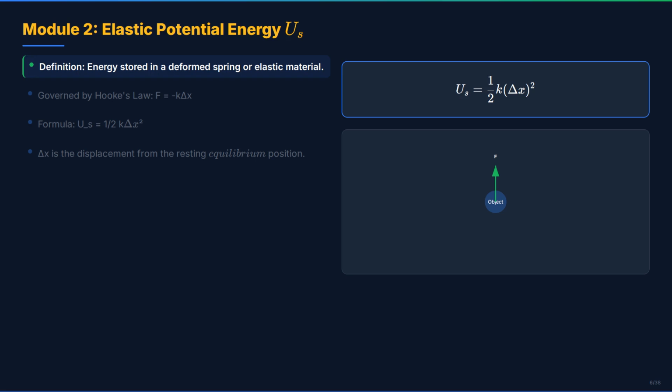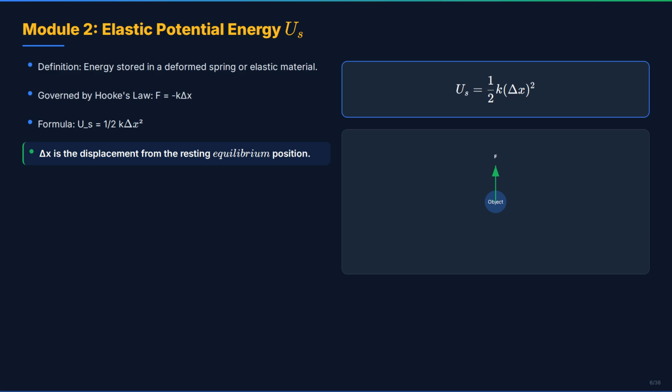If gravity is about height, elastic PE is about shape. This energy is stored when you compress or stretch a spring. Hooke's law tells us the force needed to stretch or compress a spring, F equals -k delta x. The negative sign just means the force is restorative. To find the stored energy, we integrate that force over the distance, which gives us this beautiful formula. U_s equals 1/2 k delta x squared.